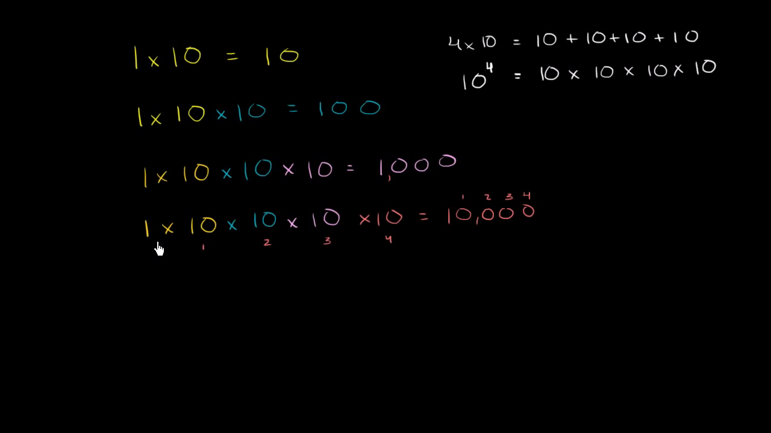Or you could view it as starting with a 1 and multiplying by 10 4 times. So this is also equal to 10 to the 4th power. This right over here, we started with a 1, we multiplied by 10 3 times, which is the same thing as taking 3 tens and multiplying them together. This is 10 to the 3rd power. This right over here is 10 squared, or 10 to the 2nd power. And this right over here, we just started with the 1, we multiplied by 10 once. This is 10 to the 1st power.